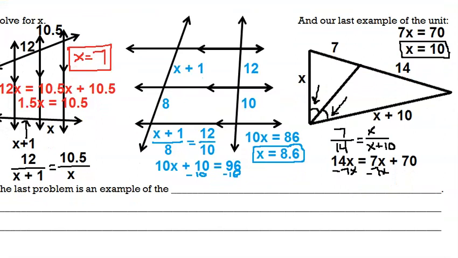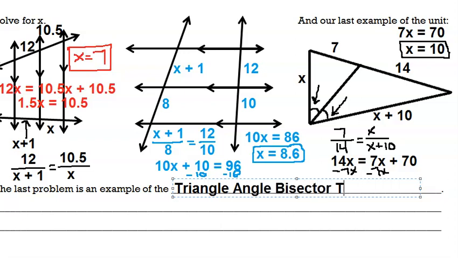Now, you probably should know what that thing is called and what it means, so that is the last thing that we're going to write. It's the Triangle Angle Bisector Theorem. Remember, an angle bisector is when you draw a line and that line cuts the angle into 2 equal pieces, and that's what happened here. If you take a look at this little segment right here, it cuts that angle into 2 equal pieces.